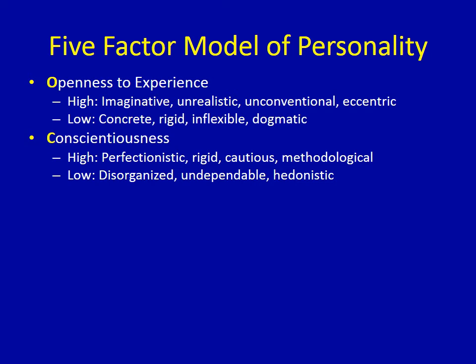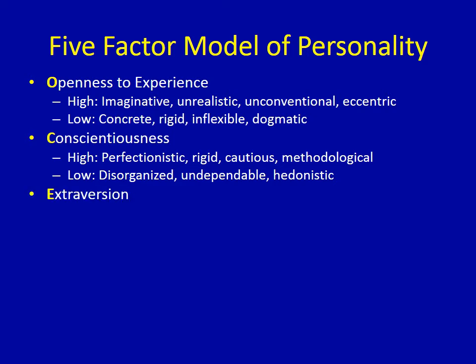In contrast, individuals who are low on conscientiousness may be low on dependability. For example, this might be somebody who tends to be late or tends to forget things. They may tend to be disorganized or hedonistic, in that they may prioritize pleasurable things rather than things that they need to do or finishing tasks.